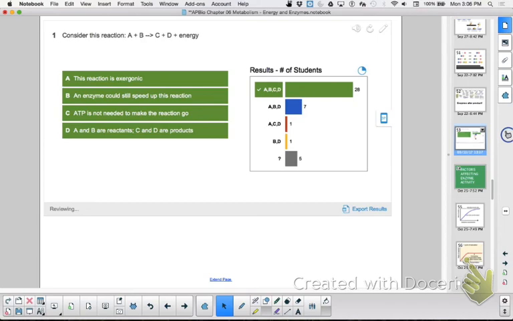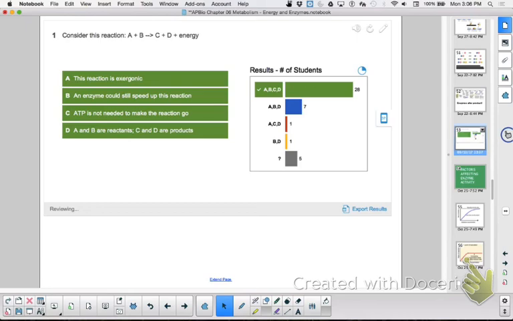So, how did you know the reaction was exergonic? Energy's on the product side. If it's on the product side, then it's going to be exergonic. Can an enzyme speed up reactions? Yes. ATP is not needed. Does it say anything about ATP having to be coupled with this reaction? No. A and B are reactants, C and D are products.